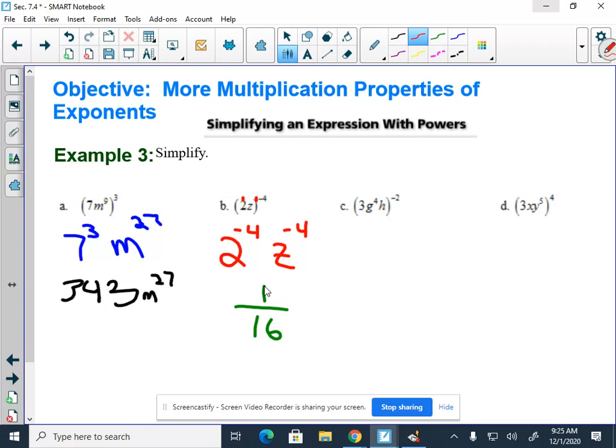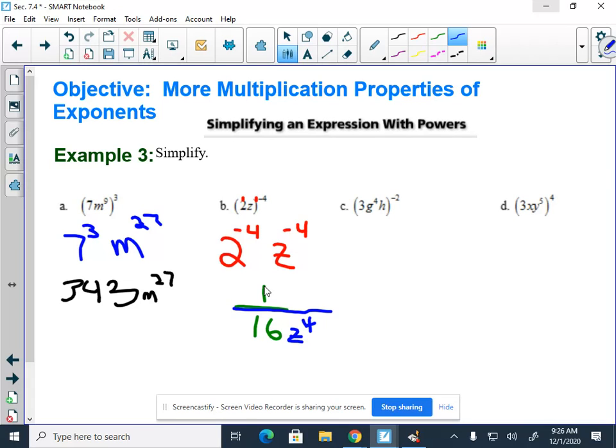But simply put, it is a z to the negative 4 on top. I don't want a negative exponent. So I take that, and I move it to the bottom, and it makes it a positive exponent. So it's 1 over 16 z to the 4th. No negative exponents in our answer. Still consistent.